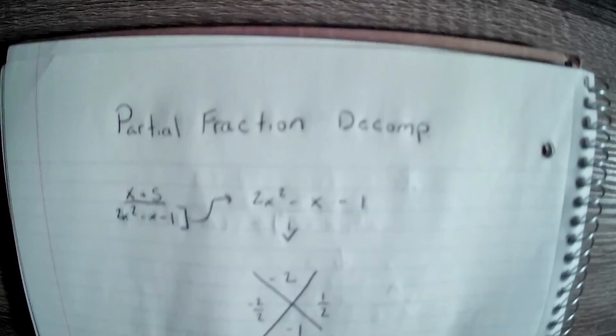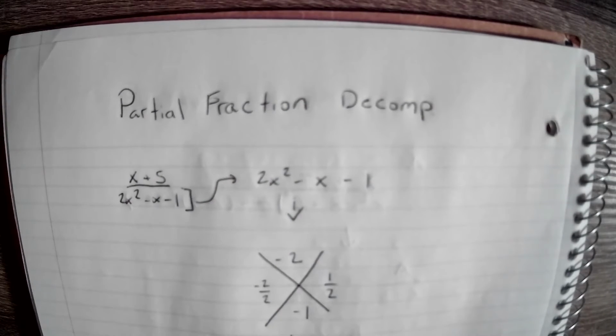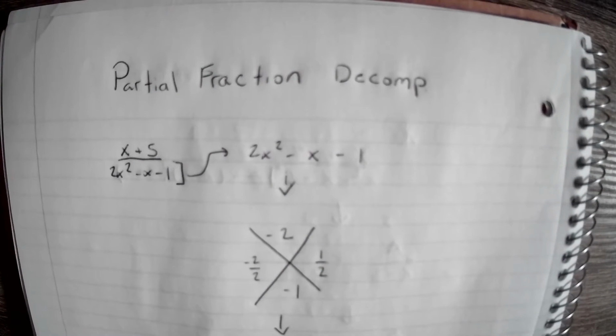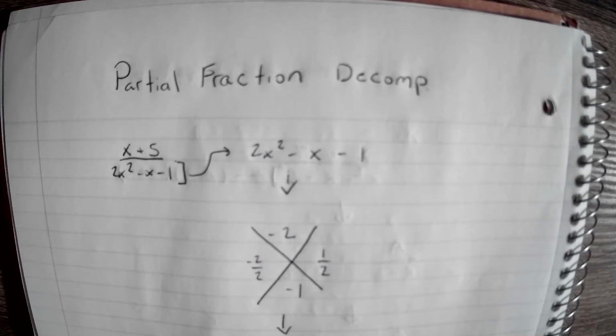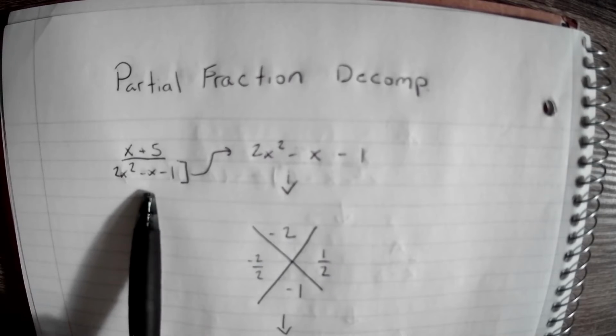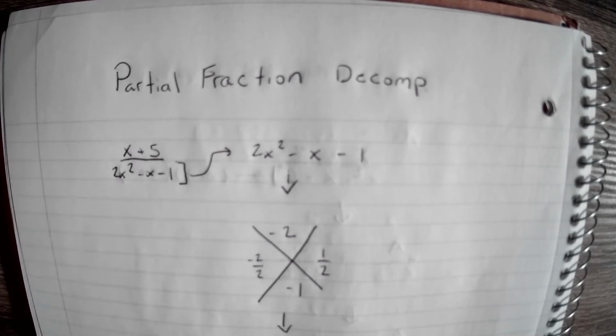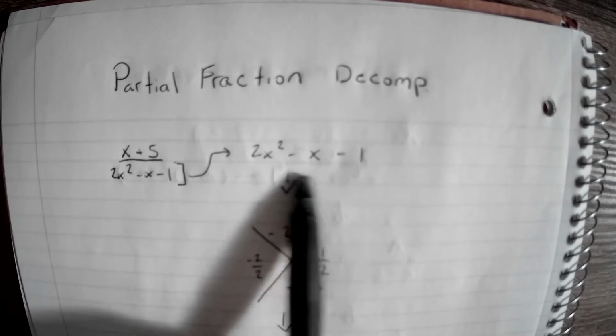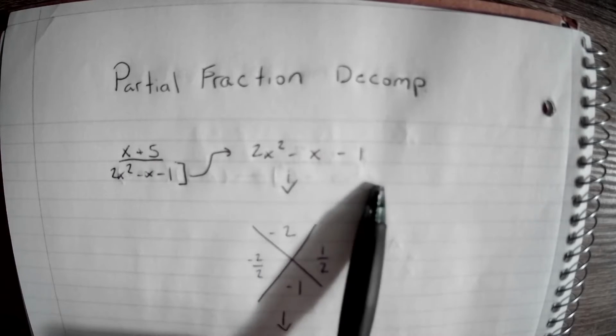So to help you get some practice, I'm going to go over a partial fraction decomposition problem. We're going to break this fraction into smaller bite-sized pieces. The first step in partial fraction decomposition is to factor the denominator. Here we just pull it out so we can look at it.